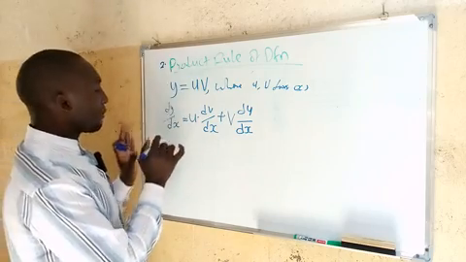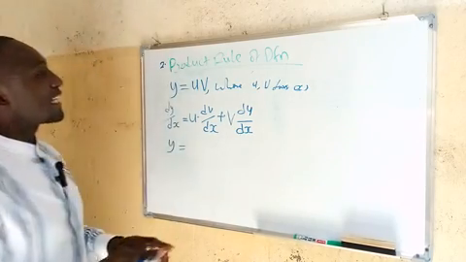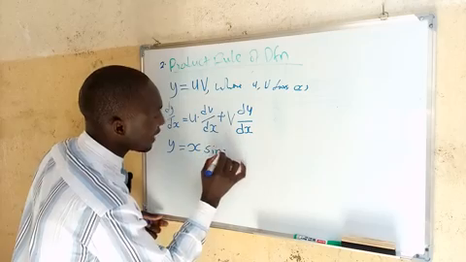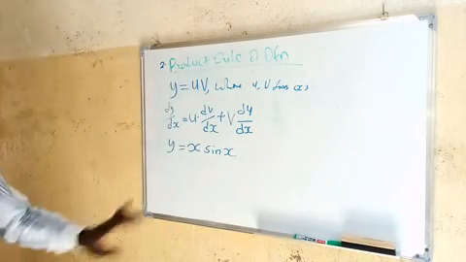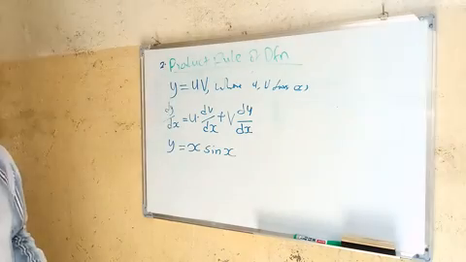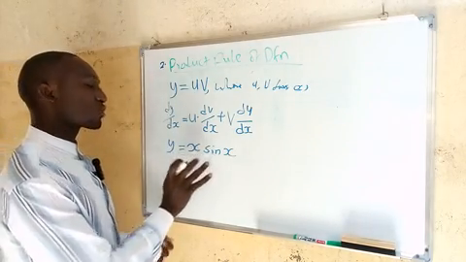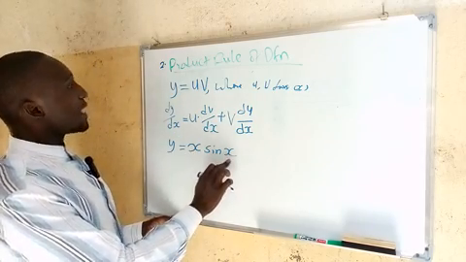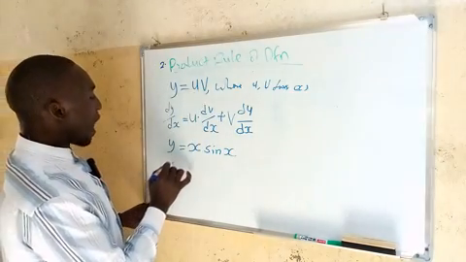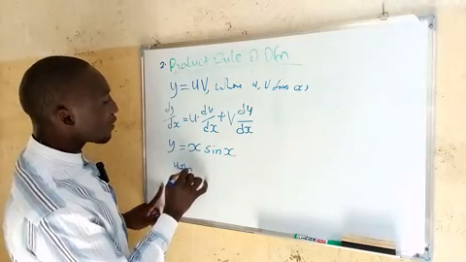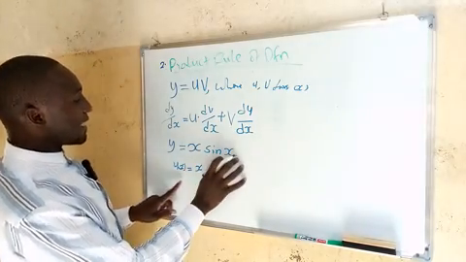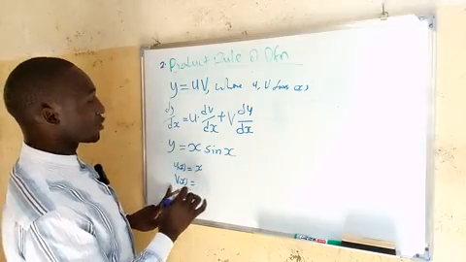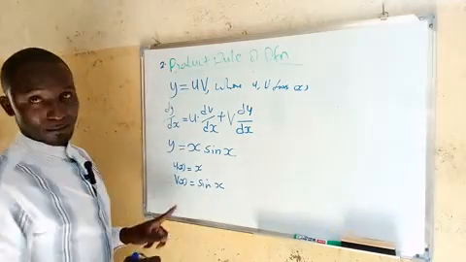Now, supposing we wish to get the derivative of x sin x. As we said, these are two functions brought together by multiplication. We have x and we have sin x. Now, according to this rule here, our u(x) equals x. Sin x is our v in this case. So, v(x) equals sin x.